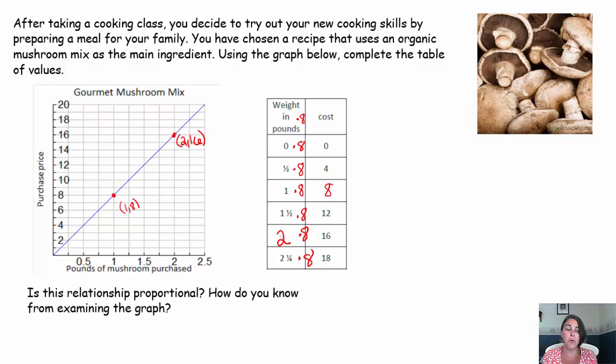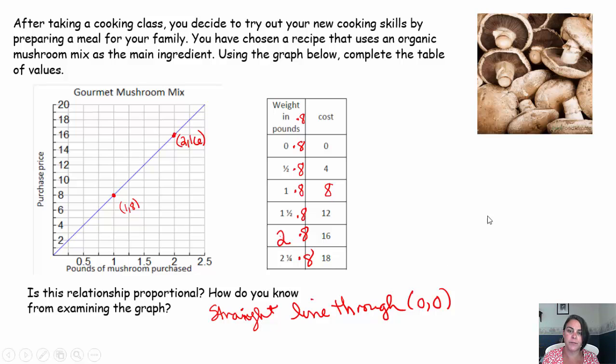Is the relationship proportional? How do you know from examining the graph? So yes, the relationship is completely proportional. We take our weight times 8 and we get our cost. Just from examining the graph, we know that it's proportional because it's a straight line through the origin. And you know if you have a straight line that goes through the origin, you have a proportional graph.